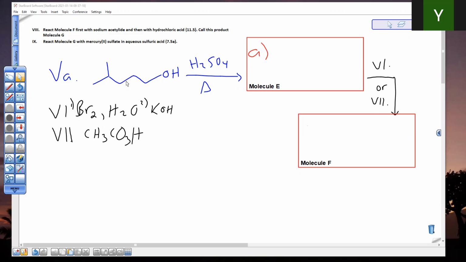So reacting isohexanol with sulfuric acid and heat, that's a classic acid catalyzed dehydration, and that can be found in chapter 6. The product molecule E will have a beta H missing and an alpha OH missing. There's your water. And when you're done, it looks like this.